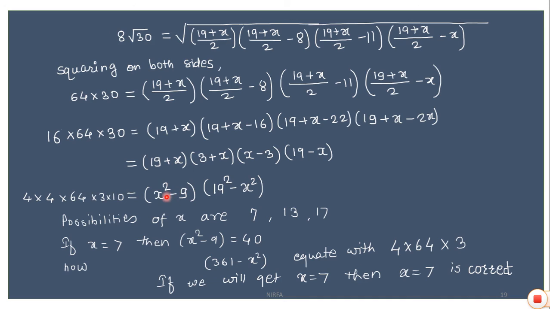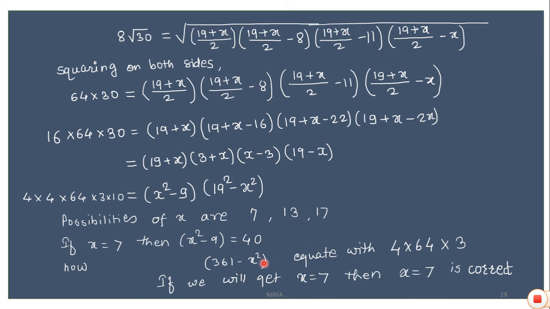And therefore another value of x may be x equal to 13, and the third value may be x equal to 17, because I am checking these three values. So if x equal to 7, what happens, this bracket will give you 40, and that 40 will cancel out this 10 and this 4. 4 tens are 40, 40 gets cancelled. Now the remaining thing is 4 into 64 into 3 on the left side, and on the right side 19 square minus x square. Now we are considering 19 square is 361 minus x square, and this is equal to 4 into 64 into 3.